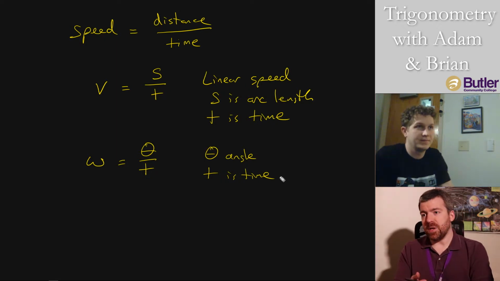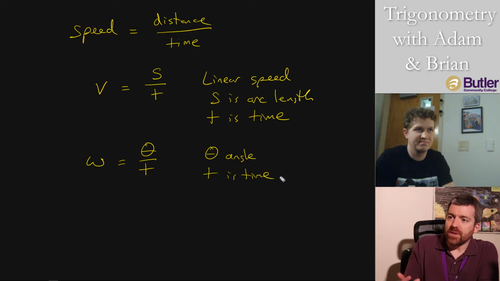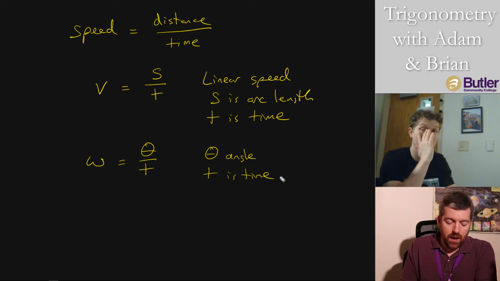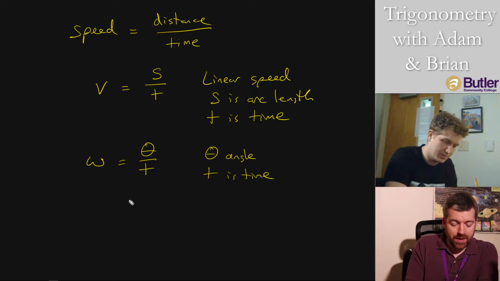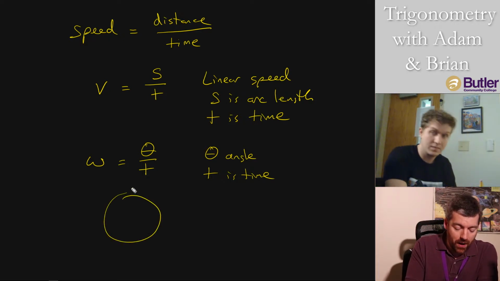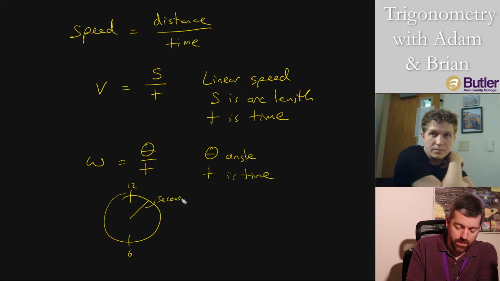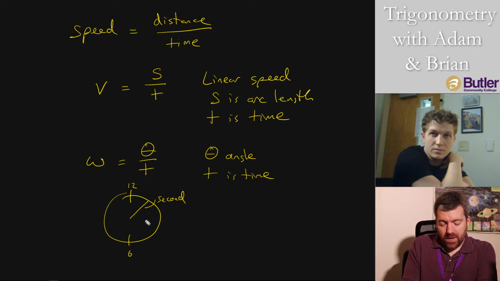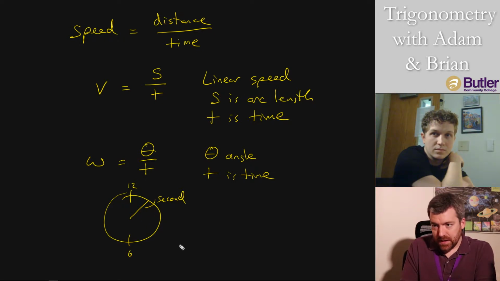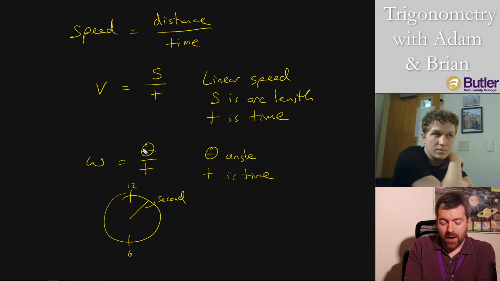Got it. Only the theta is going to be in radians, right? You could convert it to degrees, of course. Okay, number of radians over time. Yeah, radians per unit time. So for a quick example, if you have a clock, and we have a second hand, this second hand has an angular speed of 2 pi over whatever time unit you want.